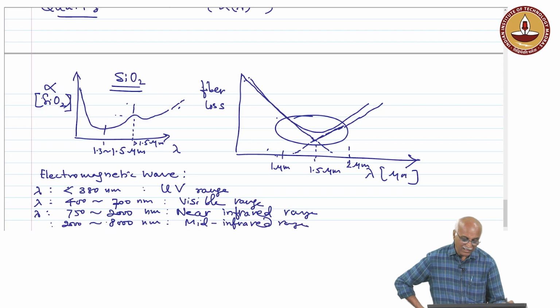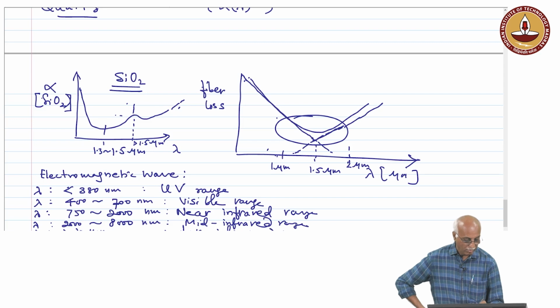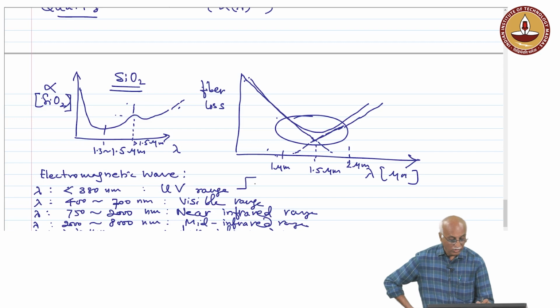This is a little vague, but depending upon the books it may be different. Lambda beyond 10 micrometer is the far infrared range. Now, in UV also, less than 200 nanometer, maybe less than 190 nanometer, it is vacuum ultraviolet.